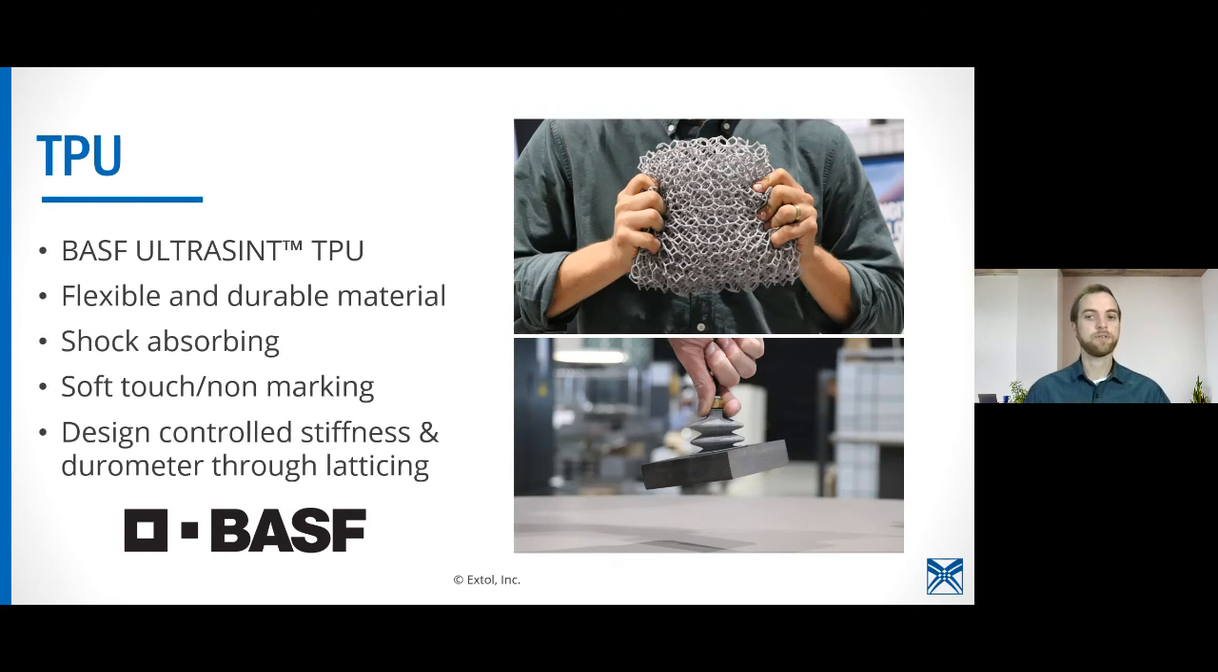BASF's UltraSynth TPU unlocks new applications with its unique characteristics. It's a flexible and durable material, great for shock absorbing situations or applications. Soft touch tooling, non-marking. So in the case of soft touch tooling, design controlled stiffness and durometer can be achieved with design for additive and latticing.